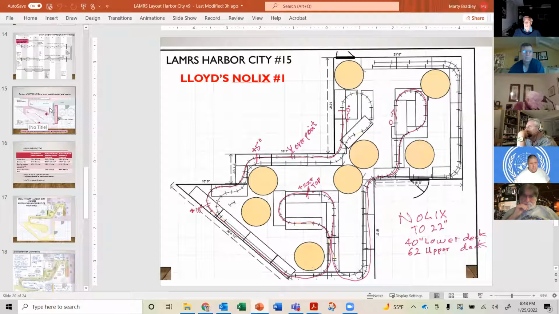Your staging doesn't have to be parallel tracks. It can be serial, front to back, front to back, front to back. You can stack 3 trains up there that are 15 feet long without any effort.